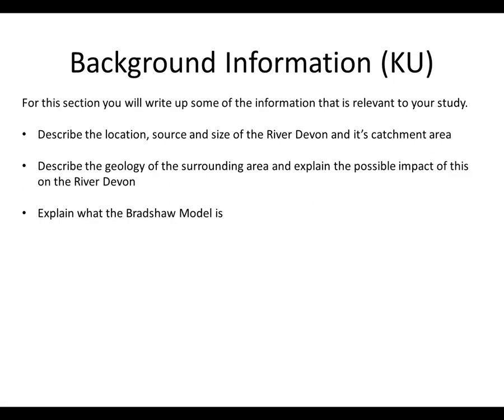So, background information. This is stuff that you'll be able to find out very easily and hopefully we'll have some semi-knowledge on. You want to describe the location, source and size of the River Devon and its catchment area. Now, Mr. Small put up, I think it was a Word document on Yammer, that talks about background information and the geology of Clackmannanshire. You can include that in your background information as well. So if you get a chance, read that, whether it's this period or in your own time. That links in the second bullet point of describing the geology.